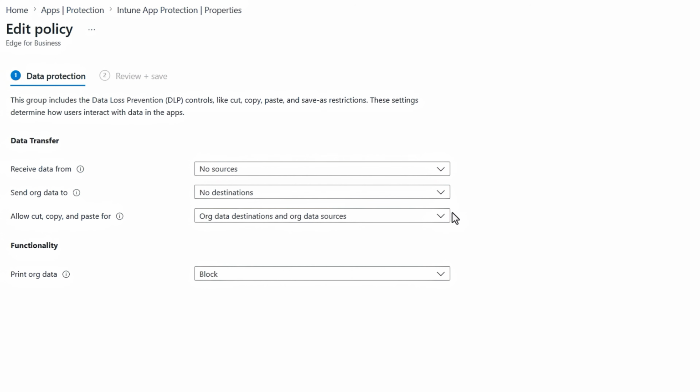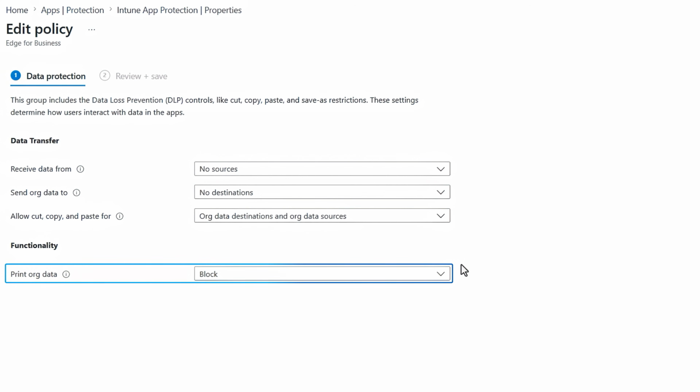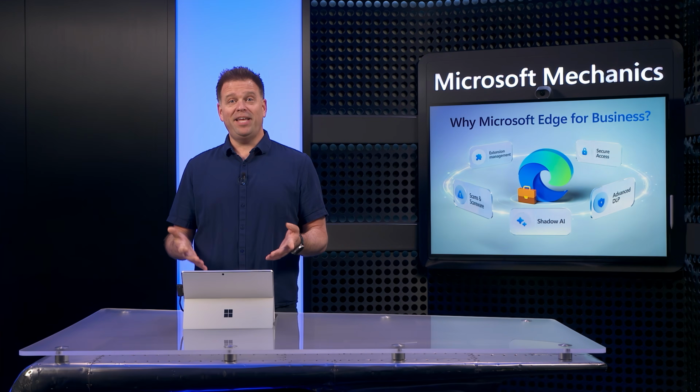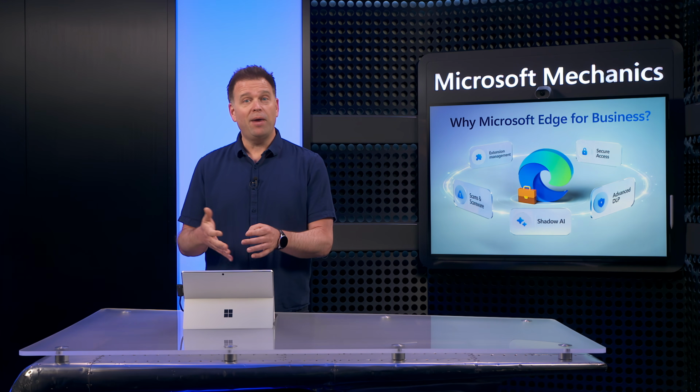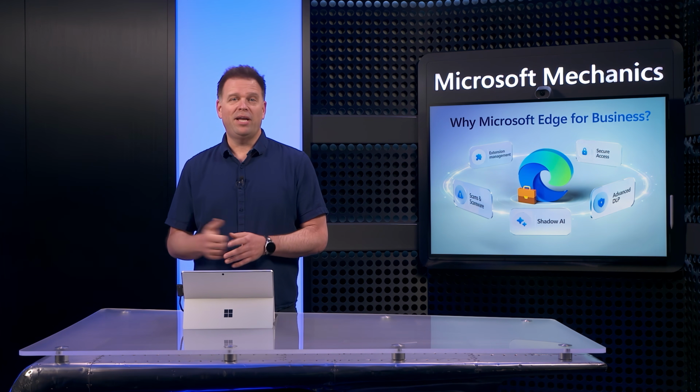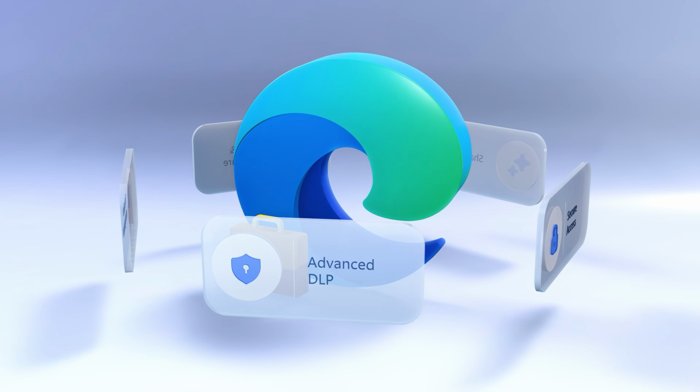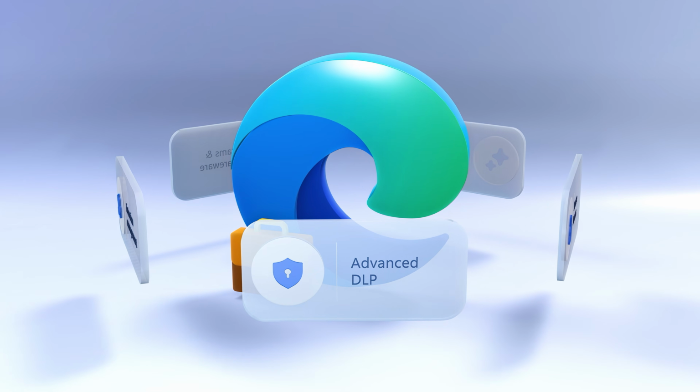These ensure that those activities stay within your work profile boundary. In the same policy, you can also allow or block printing org data. Now, once you've done that, your policies are contained within that profile, even if you don't manage their device. Let's move on to our next scenario, advanced DLP.